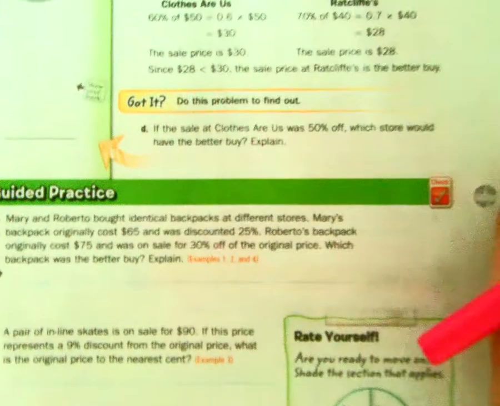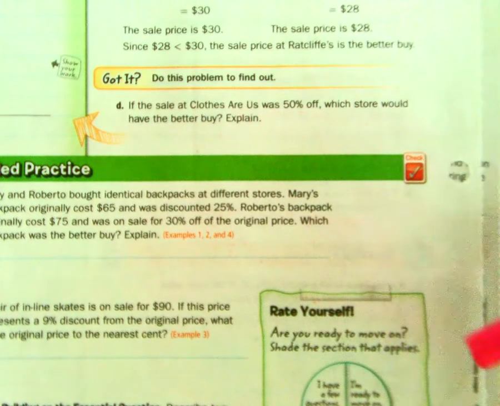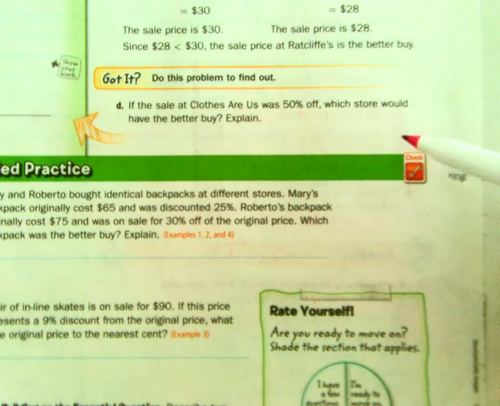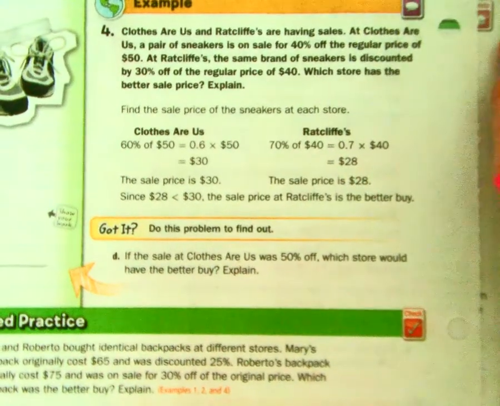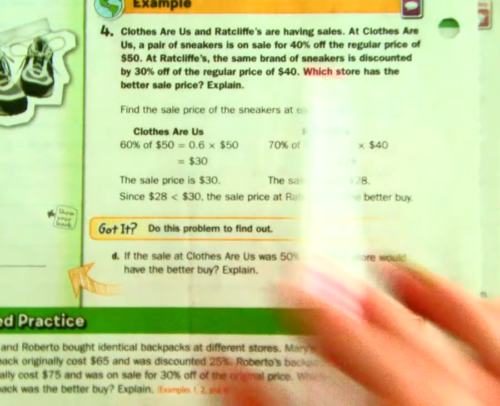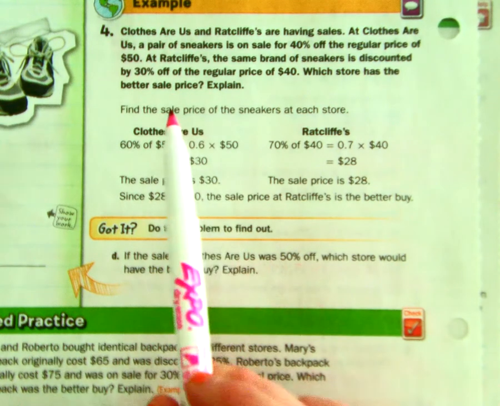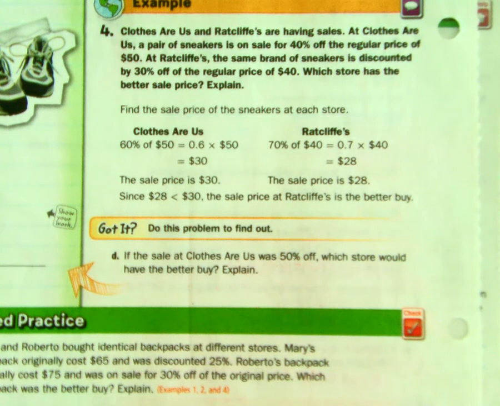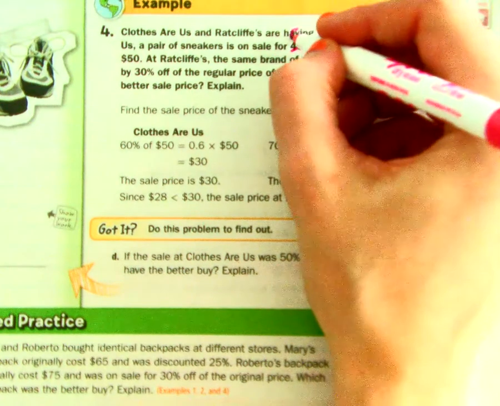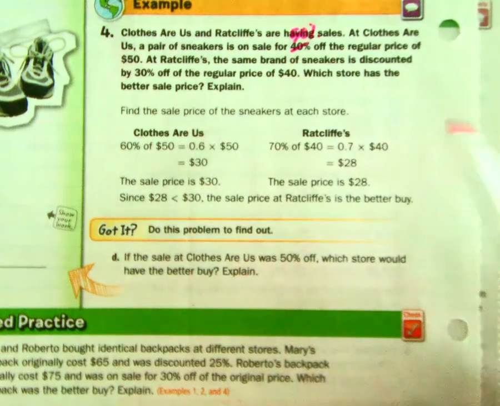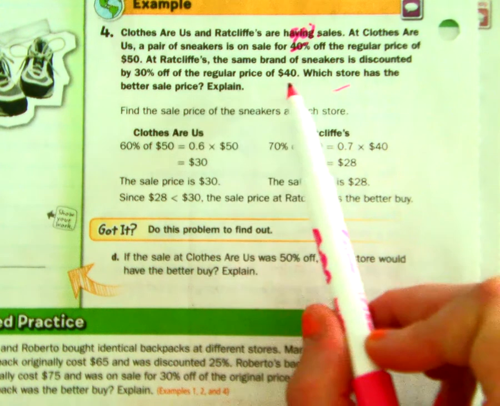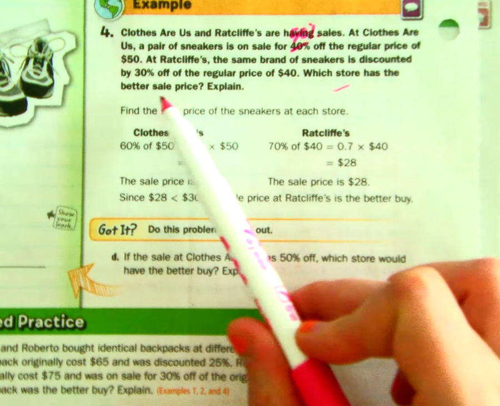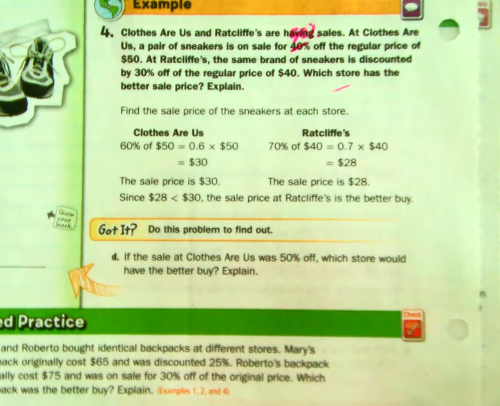Okay, let's look at example D. If the sale at Clothes R Us was 50% off, which store would have a better buy? So we're comparing these two stores up here. Clothes R Us and Radcliffe's are having a sale. At Clothes R Us, a pair of sneakers is on sale for 40% off. Now we're going to figure it out if it's for 50% off. The regular price of $50. And at Radcliffe's, the same brand of sneakers is discounted by 30% off the regular price of $40. So which store had a better deal?